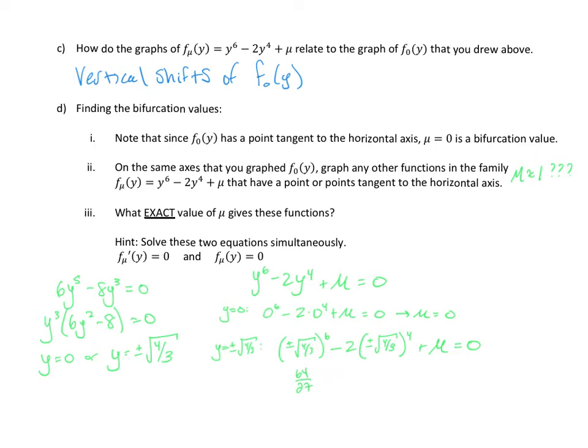So I have minus 2 times 16 over 9 plus mu equals 0. So just combining like terms, just add these two fractions and you get negative 32 over 27 plus mu equals 0. So mu is 32 over 27, which is approximately 1.185. So it's kind of close to the 1 that we had estimated based on our really rough picture.